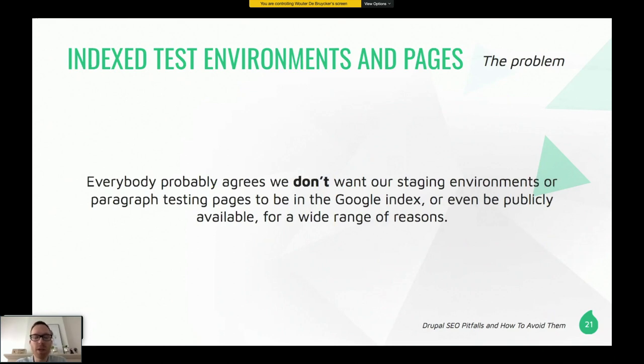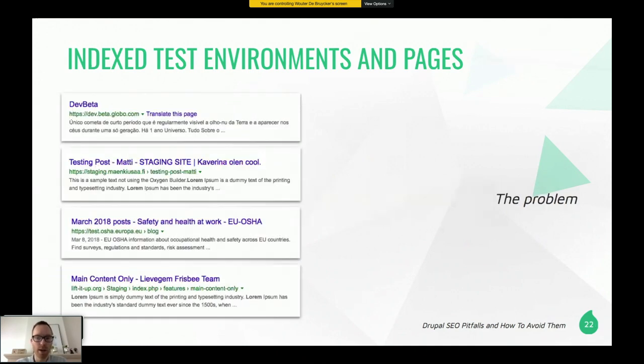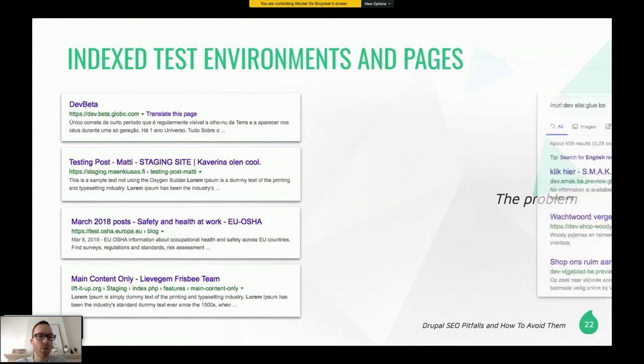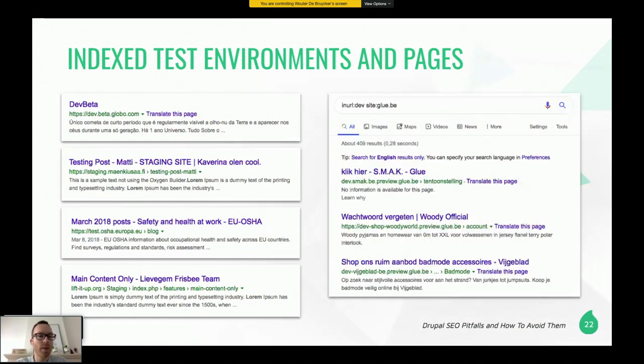Now, there are a wide range of reasons for this. For example, apart from SEO, you don't want people searching for your site, ending up on a staging website, and ordering something from a staging webshop, for example. These are all things that can and will happen if you don't look out for them. I added some screenshots here from real websites, real URLs that are in the Google index. As you can see here, there are some dev and staging environments. There is some Lorem Ipsum text appearing. On the right-hand side, I see a webshop, it seems. So these are all things to look out for because you don't want people to start shopping on your staging environment, of course.